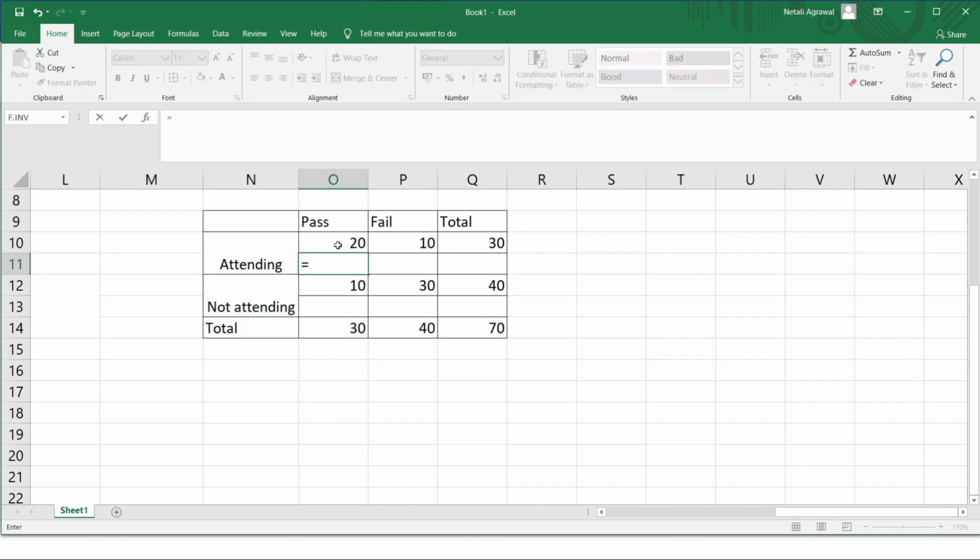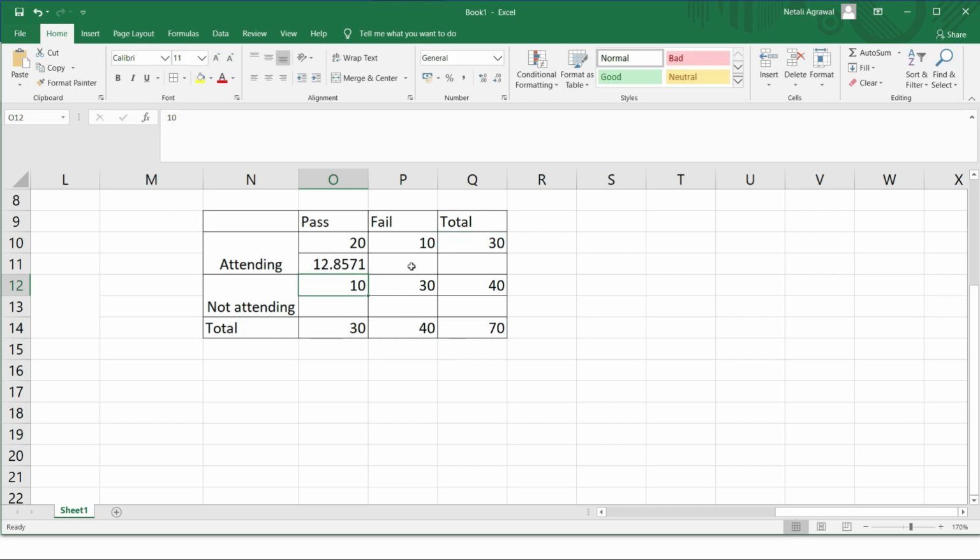What is the row total for this value? Attending and pass combination. It is 30 into 30. It is row total into column total divided by table total, that is 70.